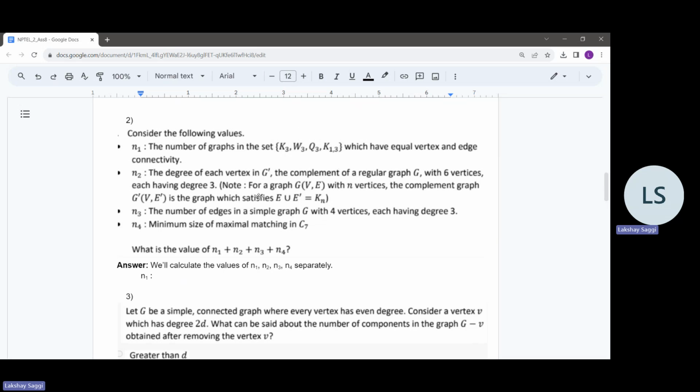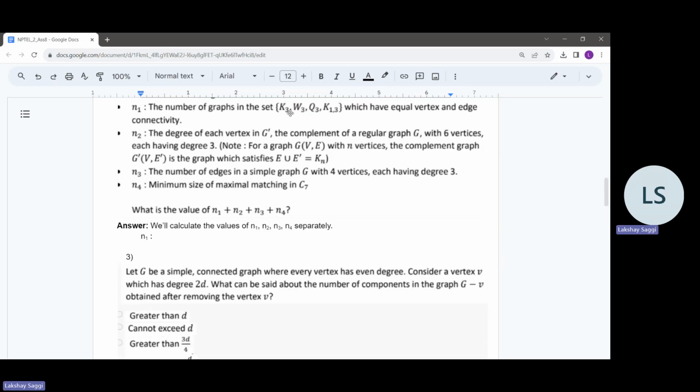So these notations have also been covered in the class, but I'll just show you these graphs again. What are these graphs? Let's see first of all this K3 graph. We are given these four graphs K3, W3, Q3, and K13, and one by one we'll see all these four graphs and see which of these graphs have equal vertex and edge connectivity. And that's how we'll calculate N1.